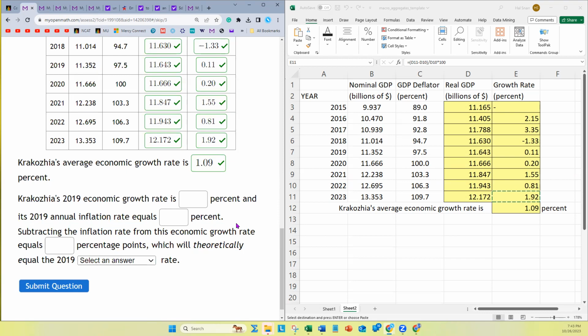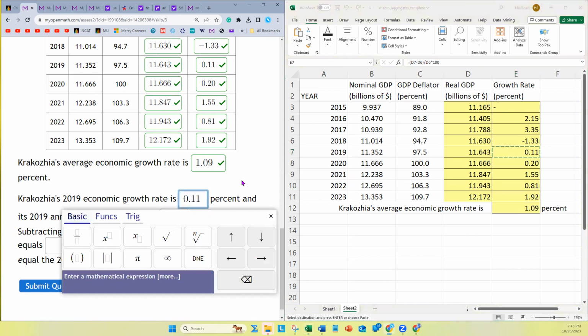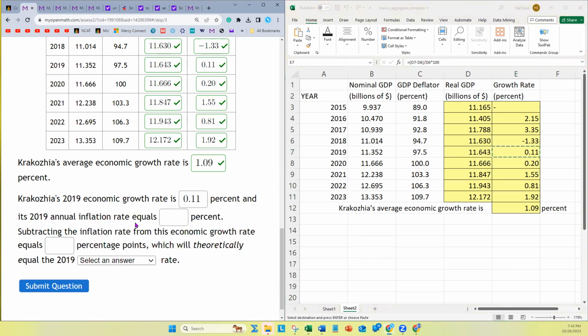Now, Caucasia's 2019 economic growth rate is what? 2019 economic growth rate is 0.11%, right? And it's 2019 annual inflation rate. Now, the annual inflation rate, remember, inflation is the percent change in the price level. Remember, I can use the deflator. Deflator is a broader measure of prices, right? But what is the price level according to the deflator in the year 2019?